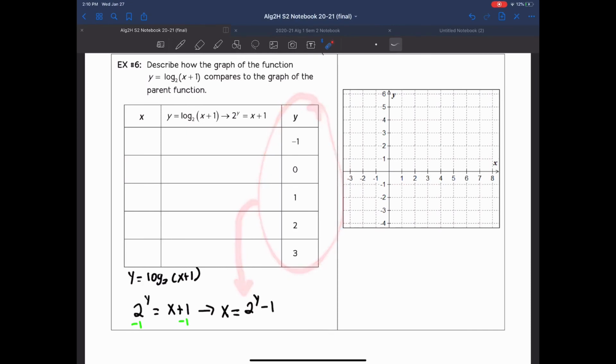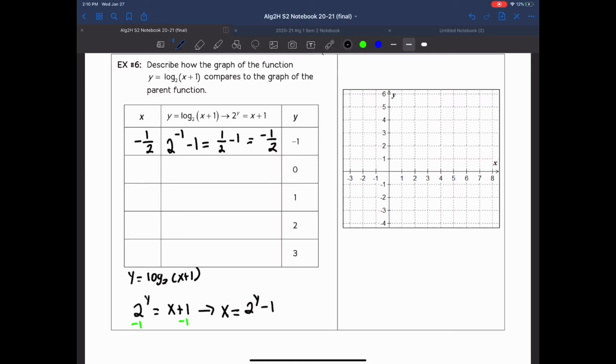So I can plug in different test points for y's and figure out what my x values are. Let's go ahead and start by plugging -1 into this function below. So I have 2 to the y minus 1, but this time I'm going to have 2 to the -1 minus 1. 2 to the -1 is 1 over 2, minus 1, and we know that 1/2 minus 1 is just negative 1/2. So when my output is negative 1, my input is negative 1/2.